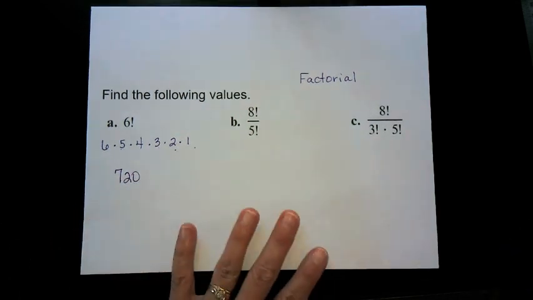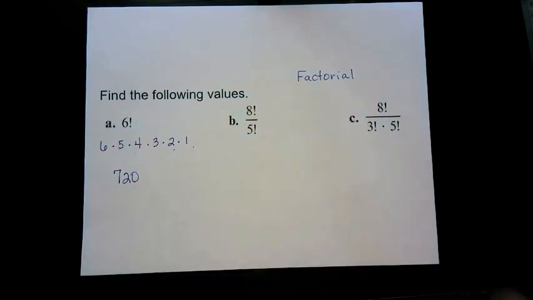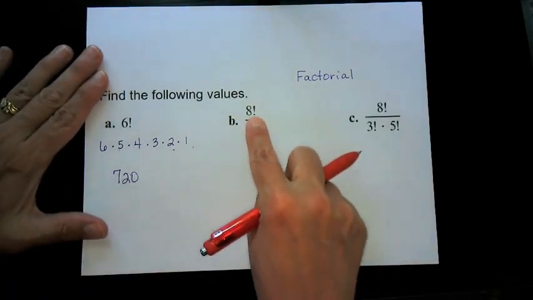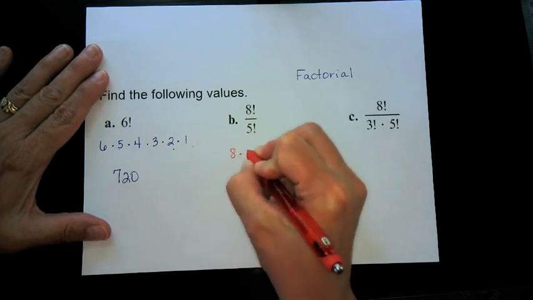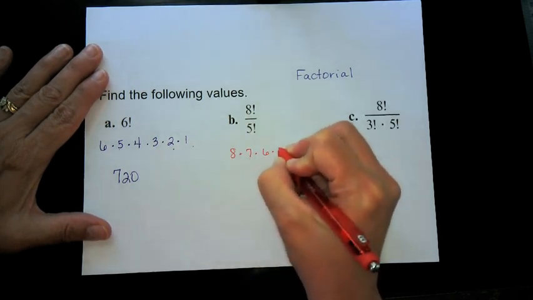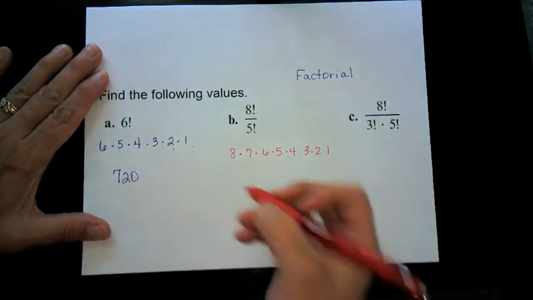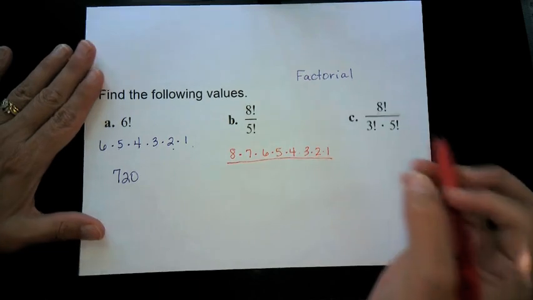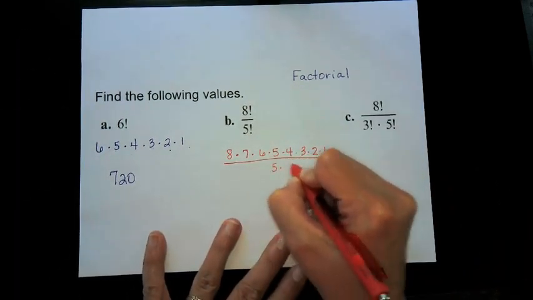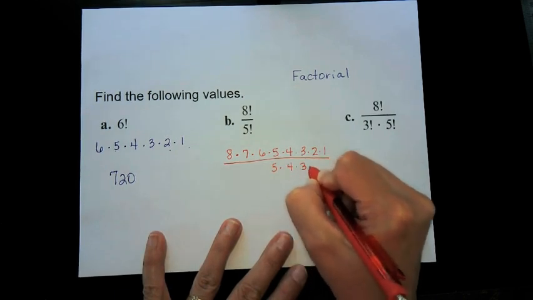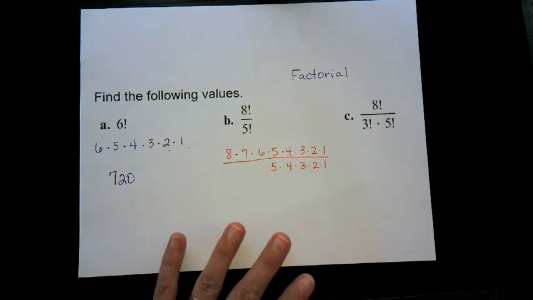All right, now, where that comes to be interesting is when we have factorials being divided. So let's take a look at what this means. 8 factorial divided by 5 factorial. Well, 8 factorial, we know that means 8 times 7 times 6 times 5 times 4 times 3 times 2 times 1. Okay, and then on the bottom, when we do 5 factorial, I'm just going to line it up for a reason. I'm hoping you're going to see why I'm doing that. 5 factorial means 5 times 4 times 3 times 2 times 1.